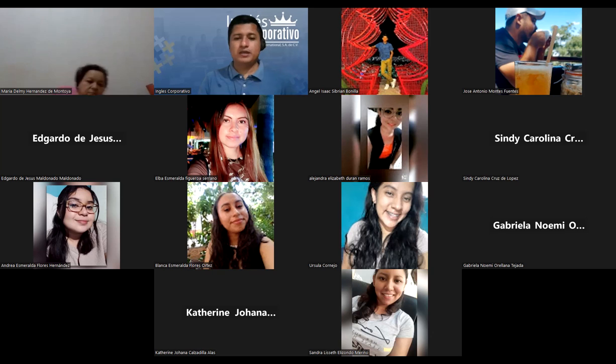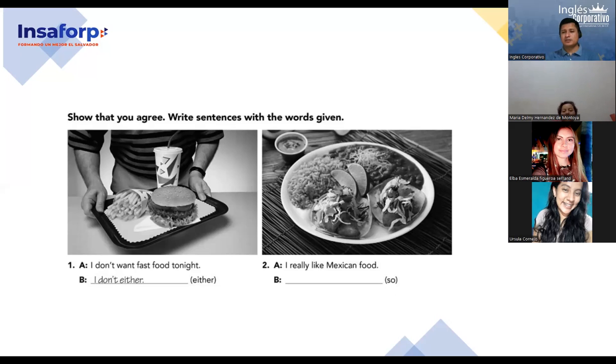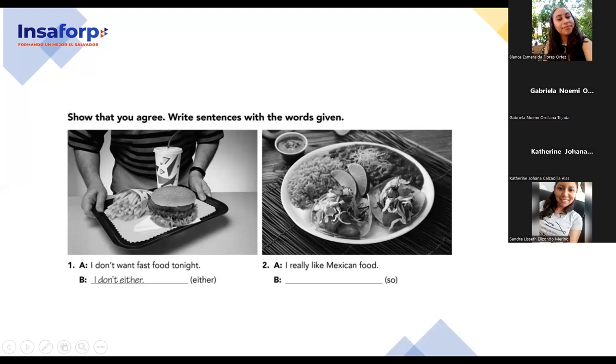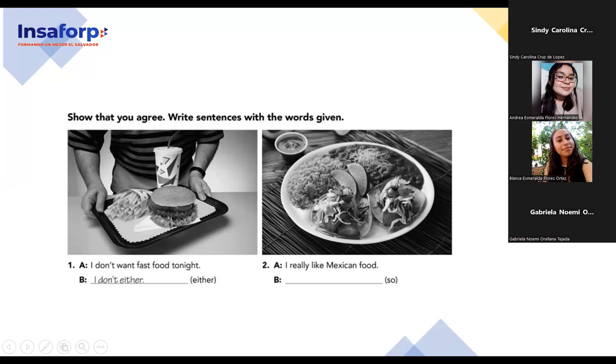Let's continue. Okay, we have another example here. Let's take a look. Write sentences with the words given. In parentheses, we have the expression either, or also here we have so. Yes? For example, in the first picture, Alejandra, what is Alejandra? I think she left. Okay, let me pick another one. Andrea Esmeralda Flores, tell me, what is the food that we see here in this picture? Pizza. Hamburger, French fries, and soda. Soda, very good. Okay, read the example, please, and also the letter B answer.